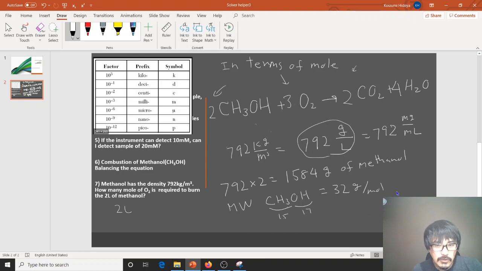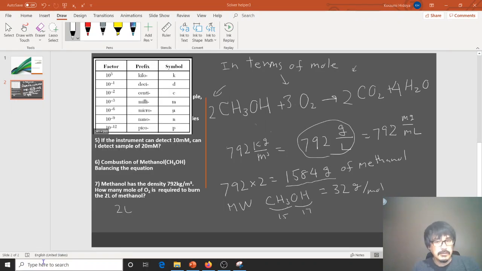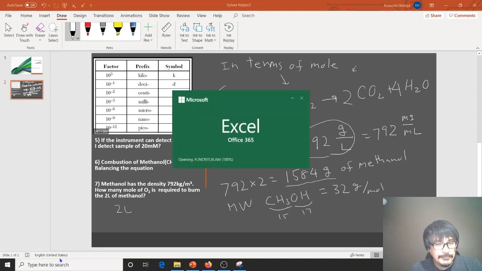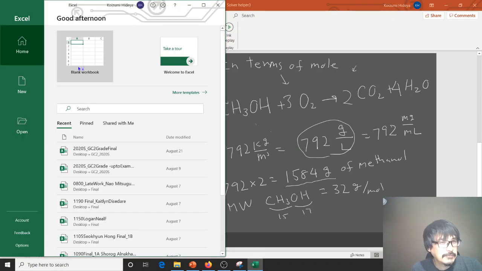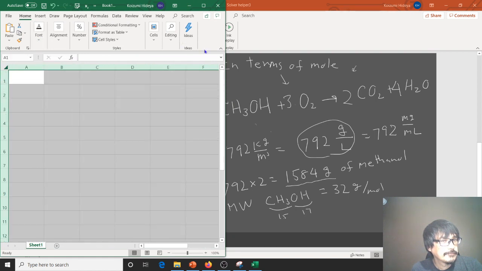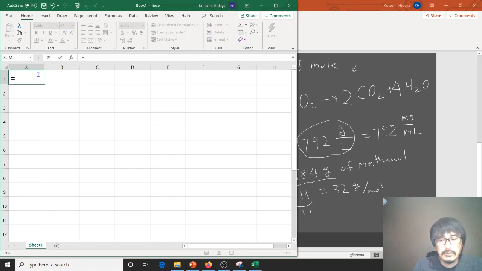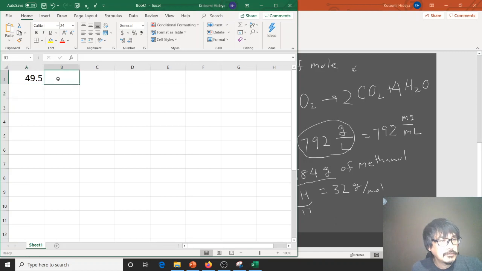So how many moles are in here? So let's just calculate that one. So Excel. So 1584 divided by 32, right? So which is equal to 1584 divided by 32. That many moles of MEOH, right?